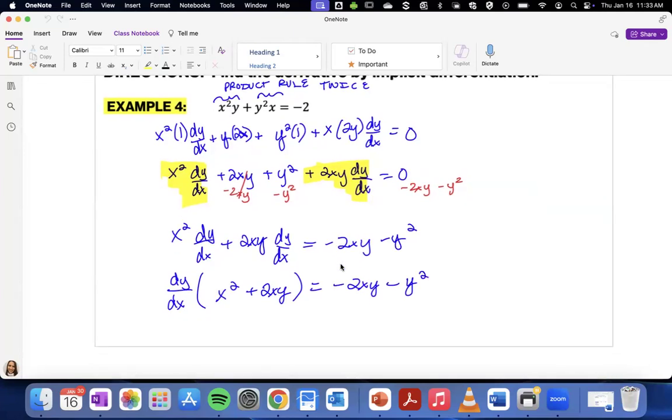And then last step, divide. Boom. Plus 2xy.